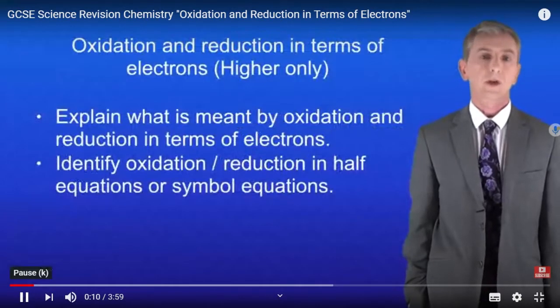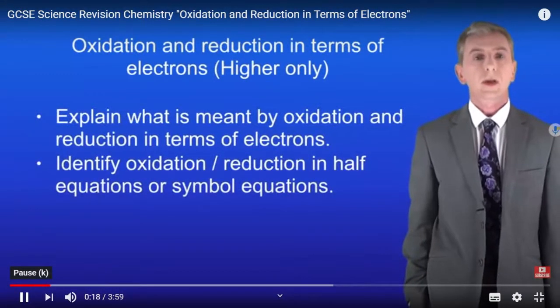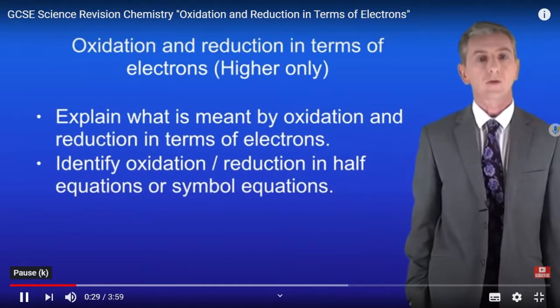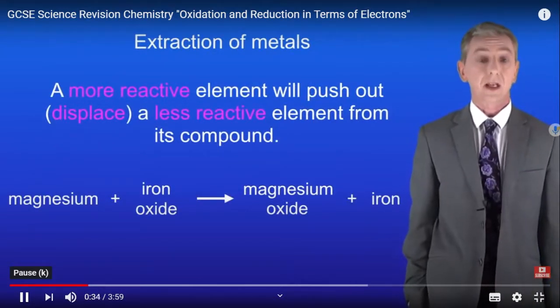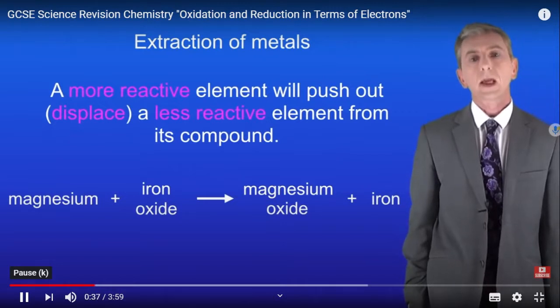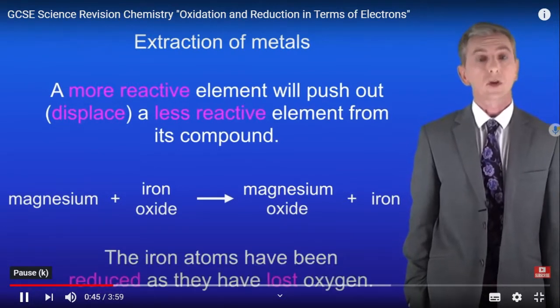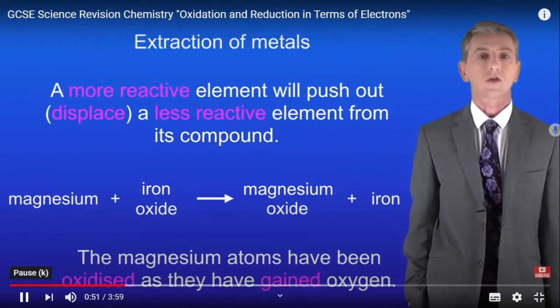By the end of this video, you should be able to explain what's meant by oxidation and reduction in terms of electrons. You should then be able to identify oxidation and reduction in half equations or in simple equations. All of this material is for higher students only. In the last video, we started looking at displacement reactions, such as this one. We saw that a more reactive element will displace a less reactive element from its compound. In this, because magnesium is more reactive than iron, it displaces the iron from the iron oxide. The iron atoms have been reduced as they've lost oxygen. The magnesium atoms have been oxidized as they've gained oxygen.